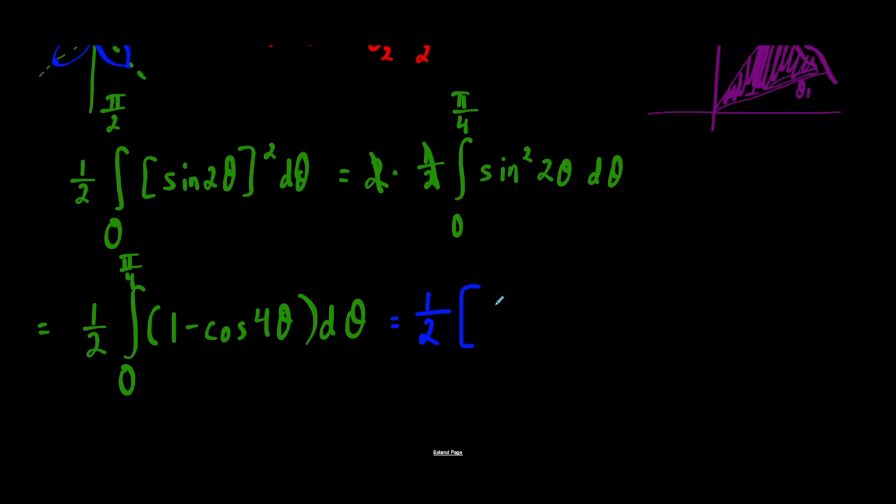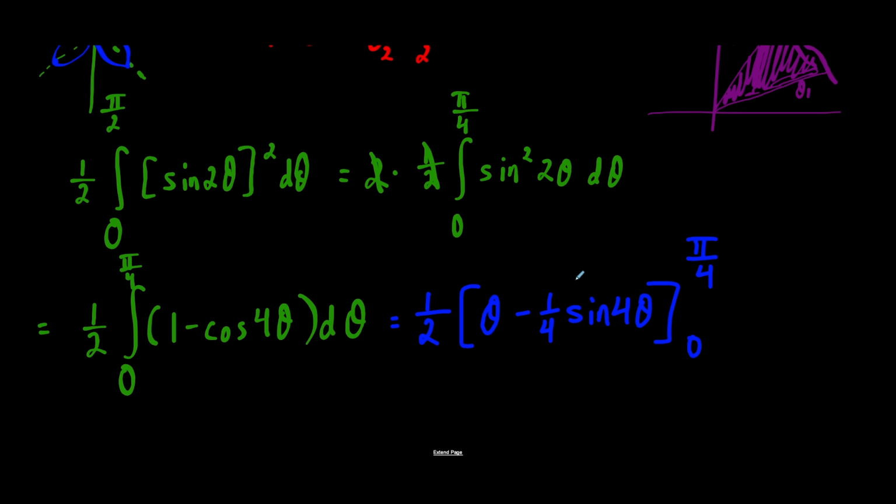The antiderivative of 1 is just theta because we're doing the integral in terms of theta. And then the antiderivative of cosine 4 theta is sine 4 theta divided by 4. So we'd have 1/4 sine 4 theta. And anytime you're unsure if you did the antiderivative correctly, just take the derivative of your answer and you'll see that it matches the integrand. And then we just have to write our limits of integration here.